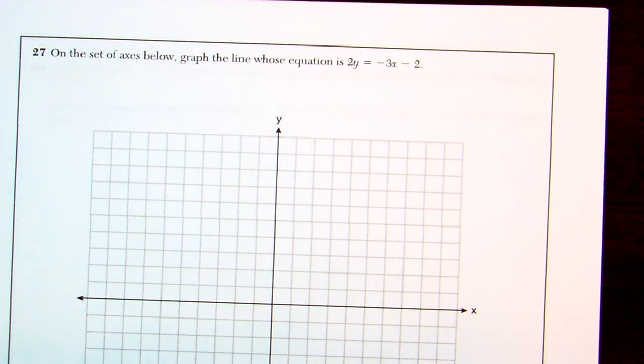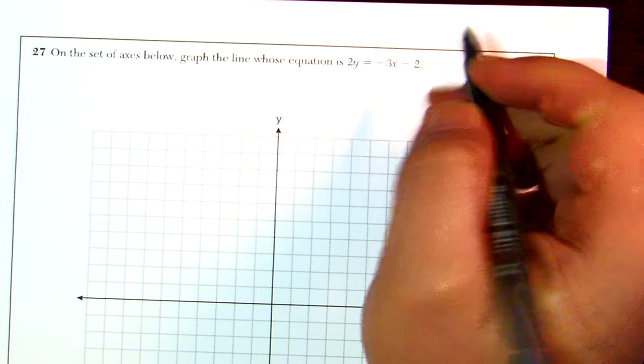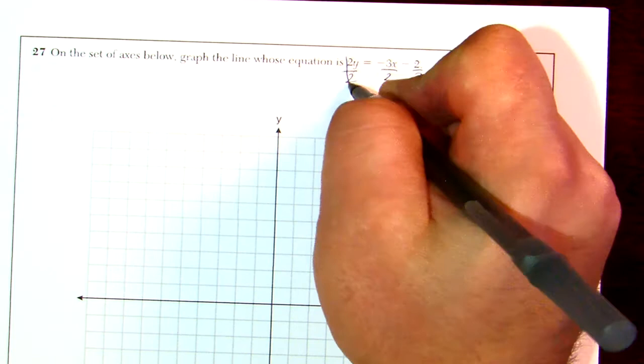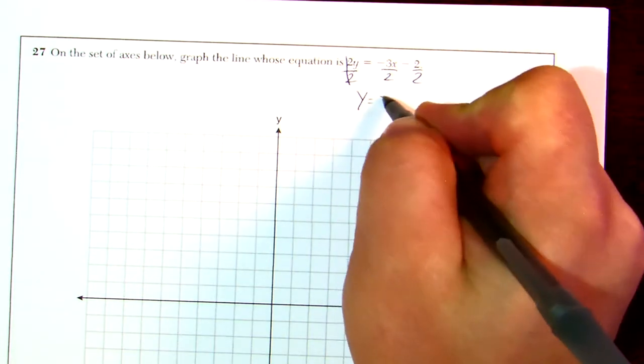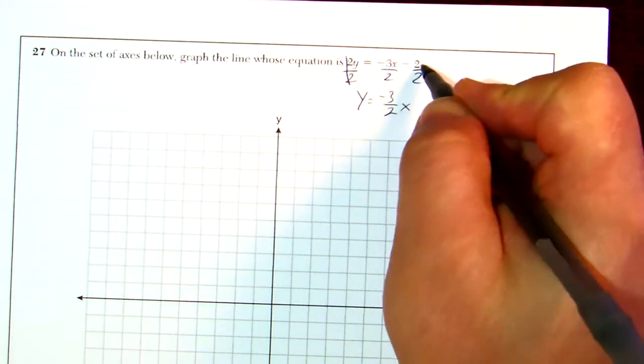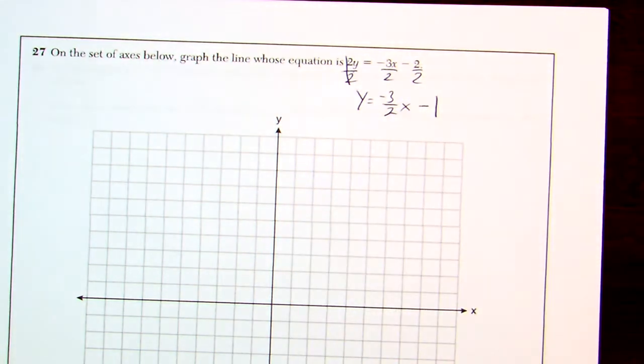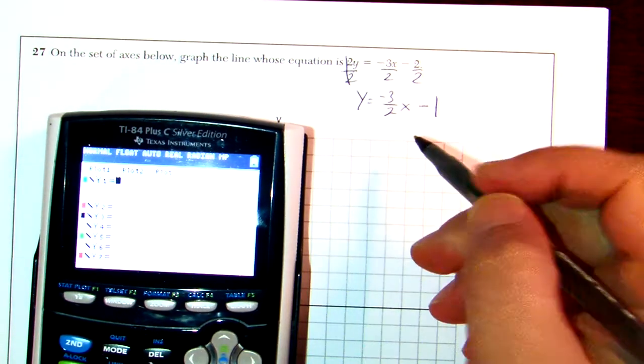27. On the set of axes below, graph the line whose equation is 2y equals negative 3x minus 2. So over here, you want to get y by itself. So to get y by itself, you divide everything by 2. Y's cancel. So y equals negative 3 halves x. And then negative 2 over 2 is just going to be a 1, so minus 1. A couple ways to do this. Let's go ahead and use the graphing calculator. So you can type in negative 3 halves x.